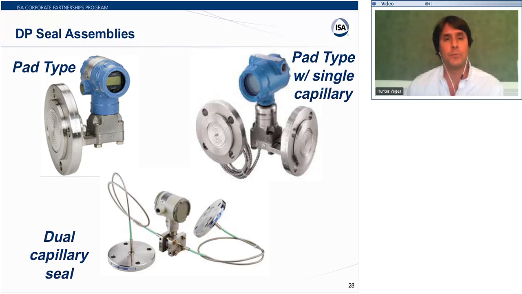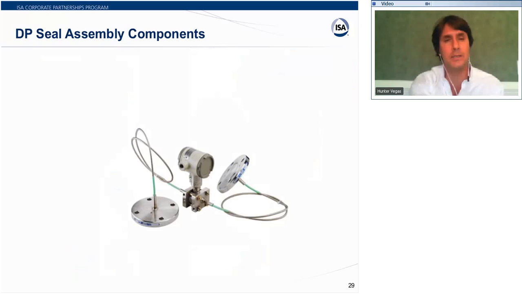And the last one is what we call a dual capillary seal. You've got two usually identical seals. Usually the capillaries are identical lengths, although they don't have to be. And they're tied to the low and the high side of the transmitter. They all have their good points and they all have their bads. So let's go through the components first, just so everyone understands the pieces.